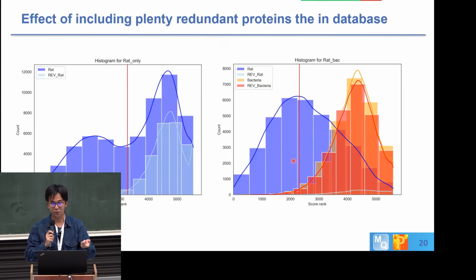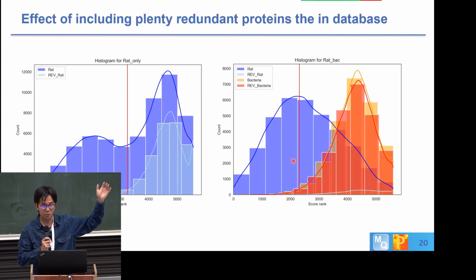And because you have a lot of redundant proteins, all this redundant part will not help you to identify more proteins because they are not there. But when you reverse all the sequences, you get a huge decoy database, then the probability to get a high scoring false decoy match is very high.